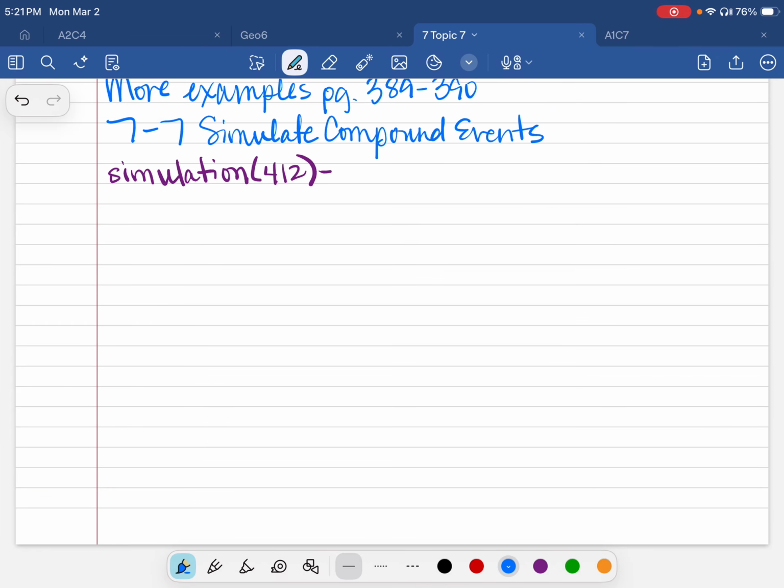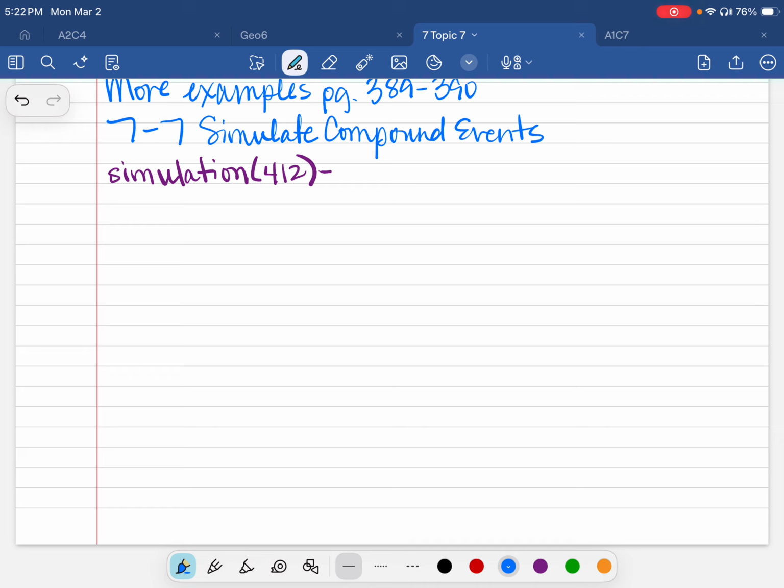The second section that you're going to look at today is section 7 on how to simulate compound events. In this section, we look at ways to simulate a probability experiment and find experimental probabilities for things that maybe you can't physically do, but we could set up something that has the same probabilities and be able to do those in real life.